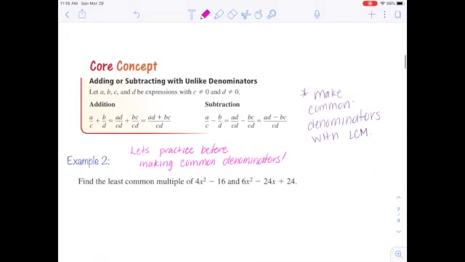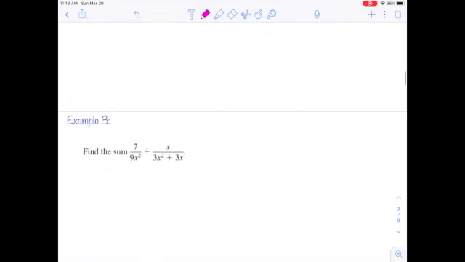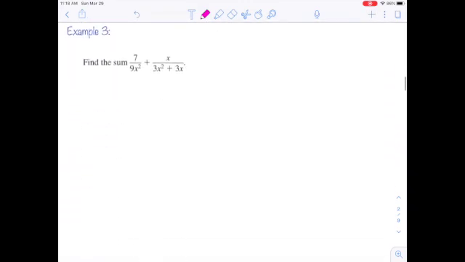So moving on. The fun begins when you have to find common denominators. All right, so we're going to actually skip this example 2. We'll come back to it. Let's put it into play.